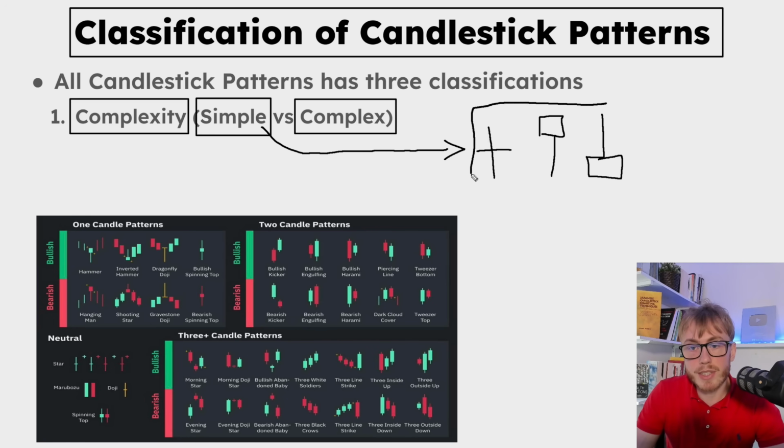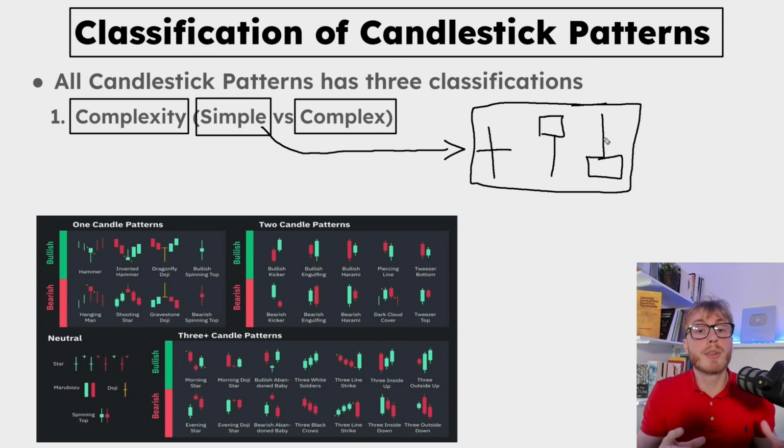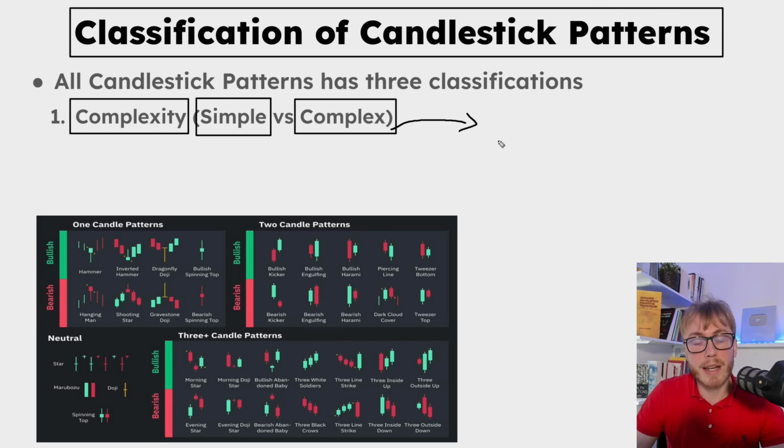But even for simple candlestick patterns like right here, if you just see a candlestick pattern appearing randomly on the chart, it doesn't actually mean a lot. The context, or in other words, where on the chart the patterns appear, is very important, and we will talk about that later on. And a complex candlestick pattern is basically a candlestick pattern that consists of 2 or more candlesticks. Sometimes it can be even 5 or more candlesticks.